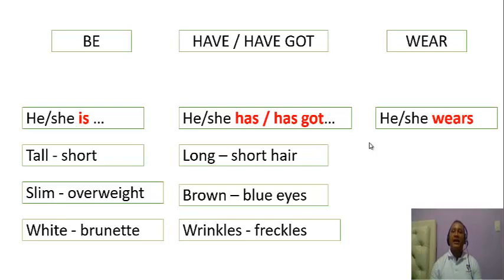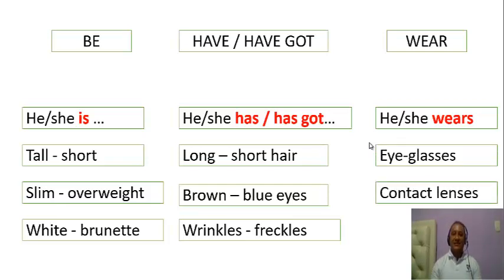And of course, the verb wear. Do not confuse the verb wear with the verb use. When you are, for example, with glasses or piercings or maybe braces, we don't say, I use glasses. We say, I wear glasses, I wear braces. So we say, he wears eyeglasses, or she wears contact lenses, or braces. So those are the three most important verbs when we are describing someone's physical appearance: the verb be, the verb have, and the verb wear. Very good. Let's move on to the next slide.